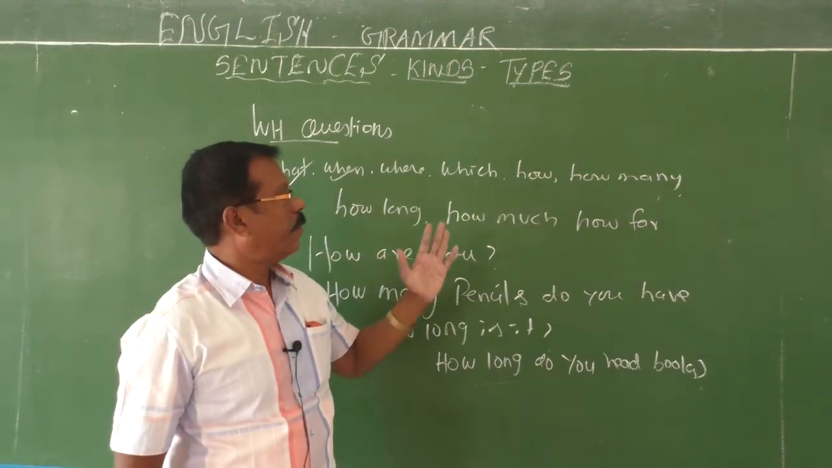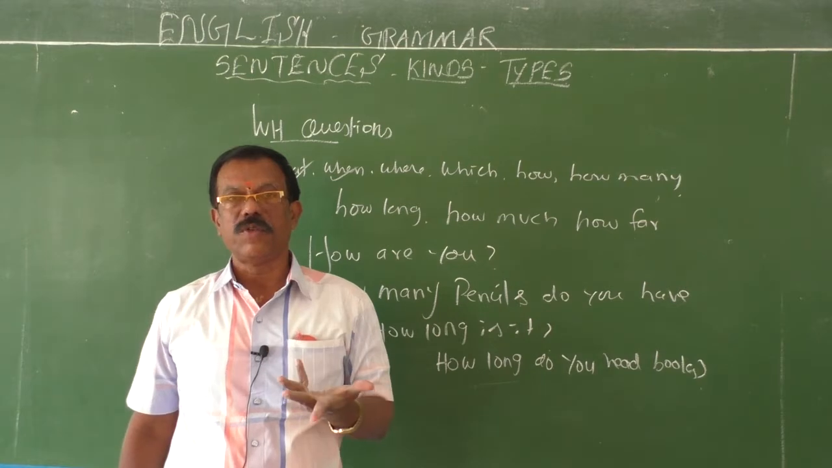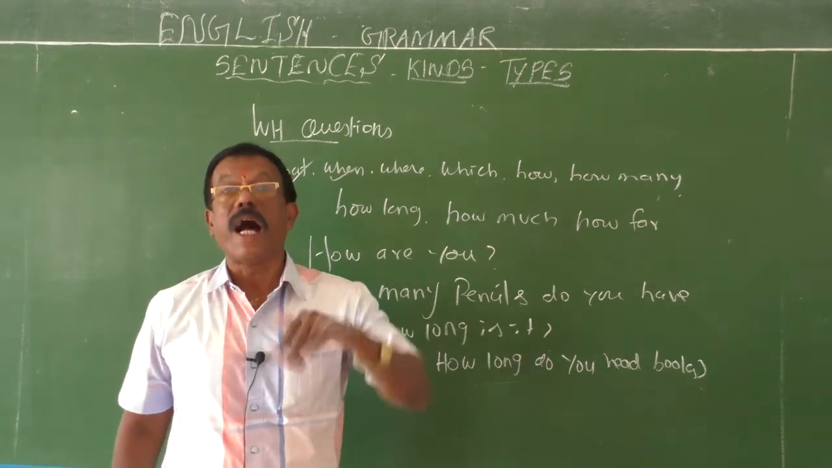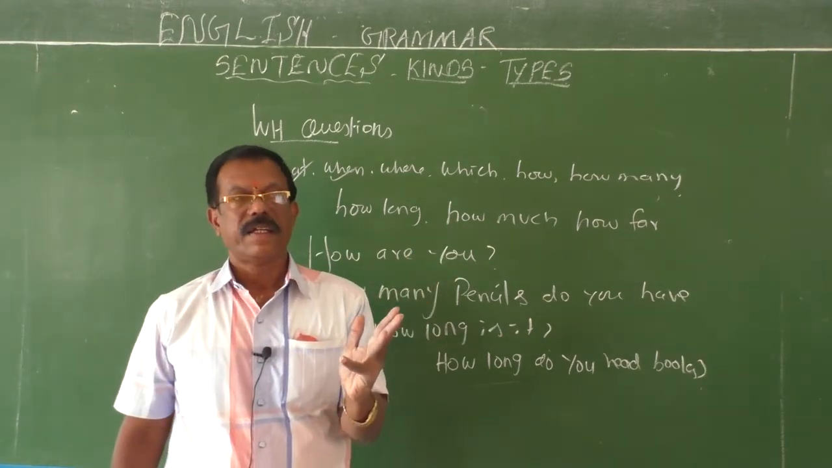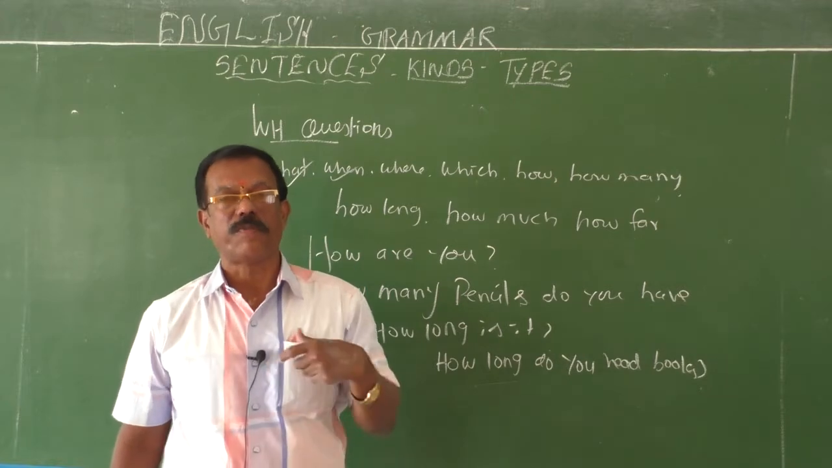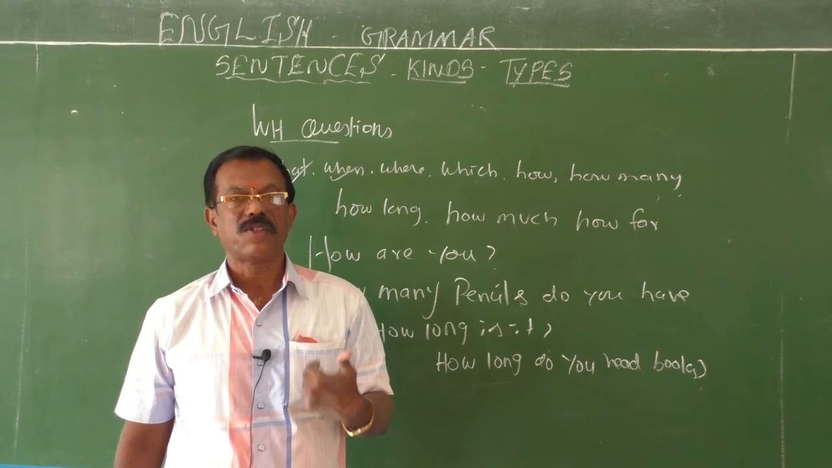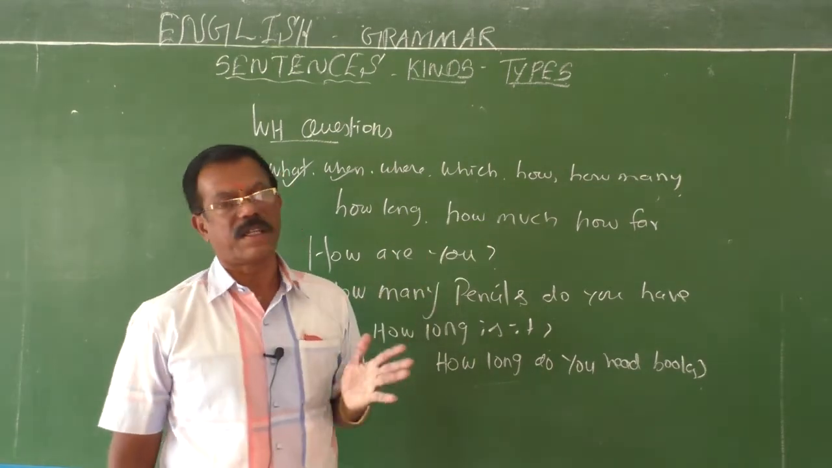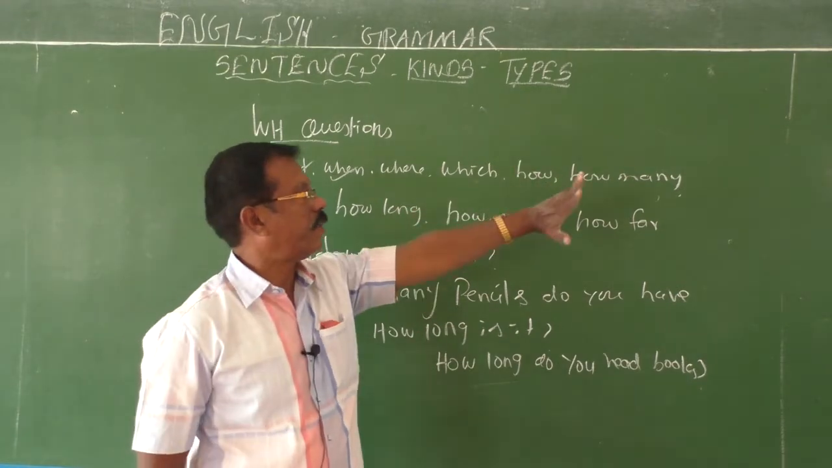This how much, how many, both are different, children. We use this how many to refer to countable things. We use this how much to refer to uncountable things. How much we use to refer to money. How much oil do you want to purchase? How much water do you want to take? So to refer to such uncountable things, you can use this question word how much. To refer to countable things, you can use the question word how many.